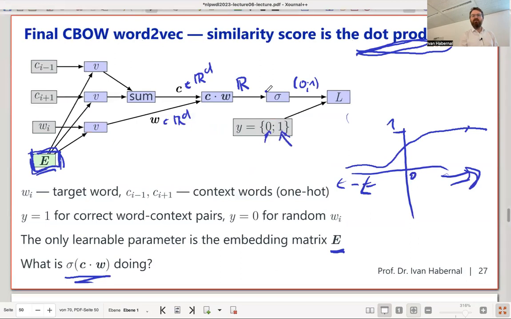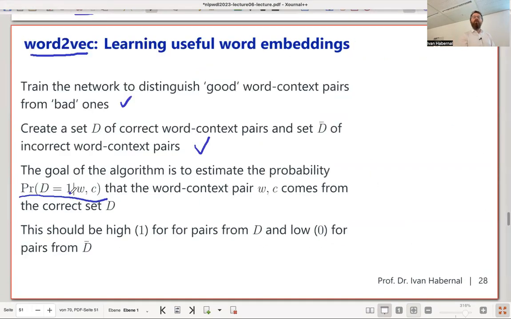Yeah, because we have sigmoid. Sigmoid turns numbers into a probability. That's it. So it's saying the probability of being true. We have two categories, and it's saying the probability of being true given the word and context from the correct set should be high, close to 1, for pairs from the true context, and close to 0 for pairs from the negative one.